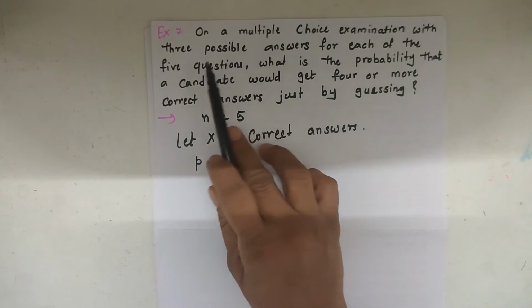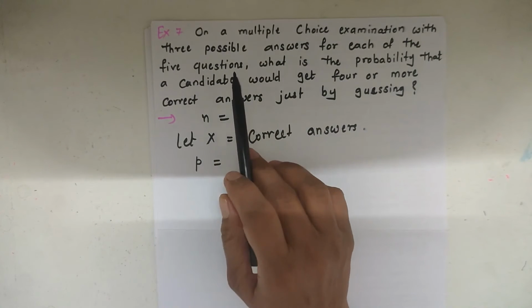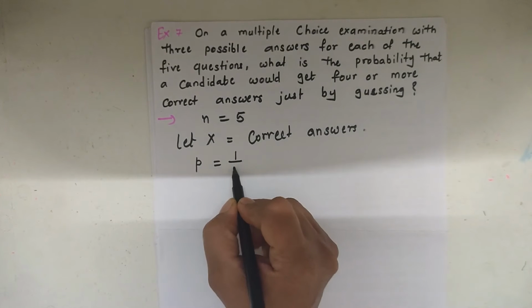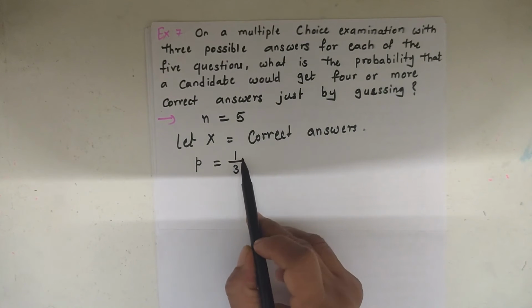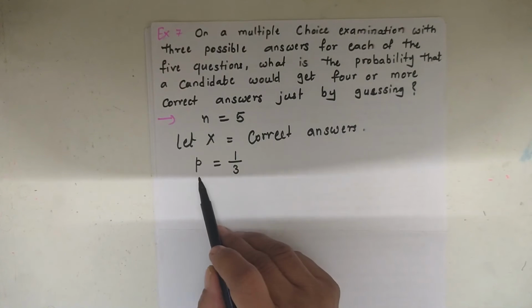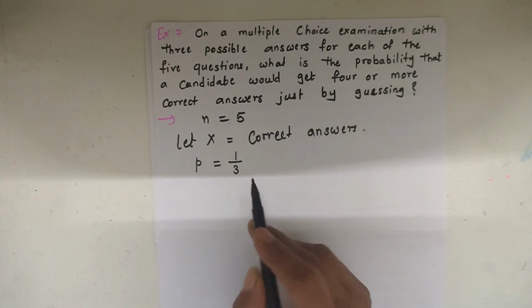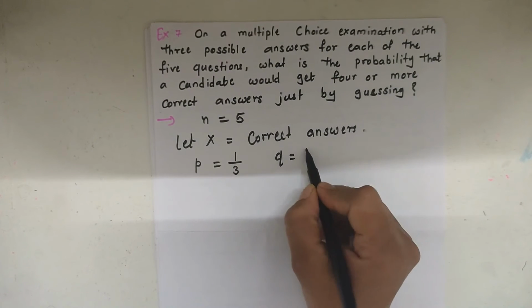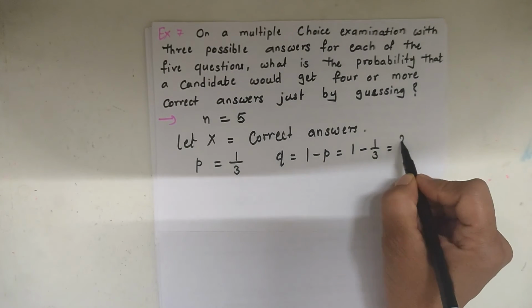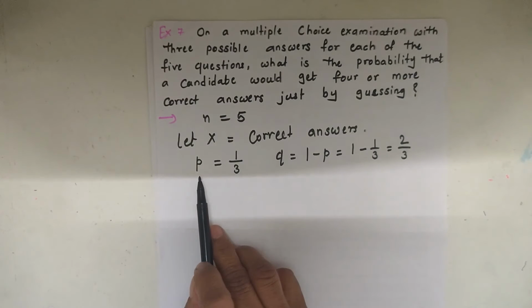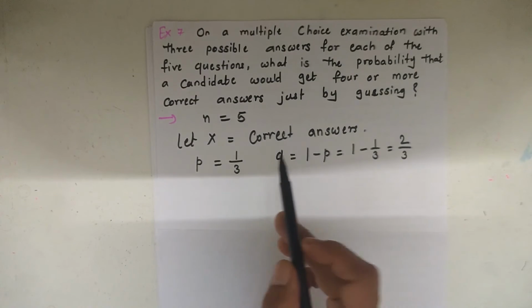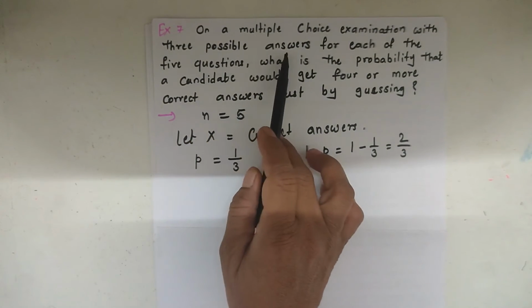When the possible answers are 3, then the probability of a single trial is 1 upon 3, the number of correct answers out of 3 answers. So the probability of success is 1 upon 3 and the value of q is 1 minus p, that is 1 minus 1 by 3, which is equal to 2 by 3. This probability is the probability of a single trial, and it can be found by using the given 3 possible answers.